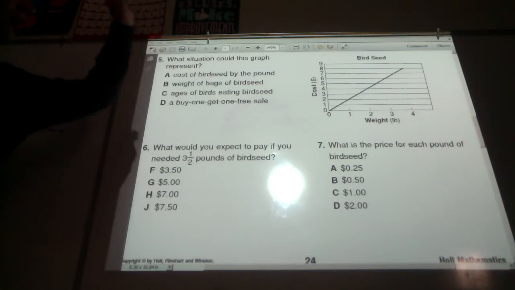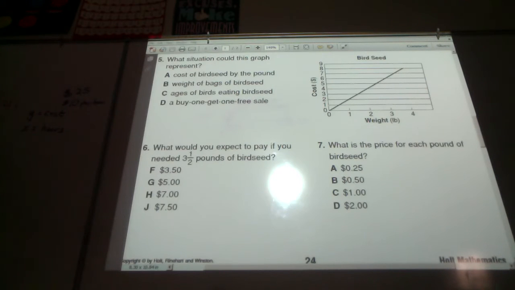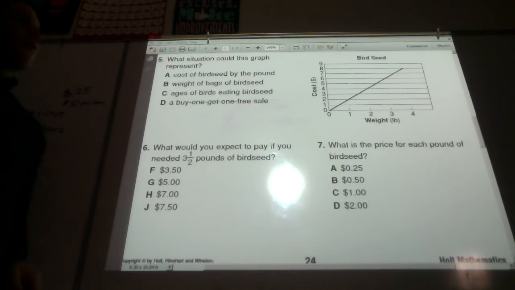All right. So how do we find the price for each pound of bird seed? Does anybody know that math nerdy term that we call price for each pound? Price for just 1 pound. It went all the way back to unit 5. I just heard it whispered. Can you just say it louder? Unit rate. Everybody hear that? How much for 1? How much for 1 pound?